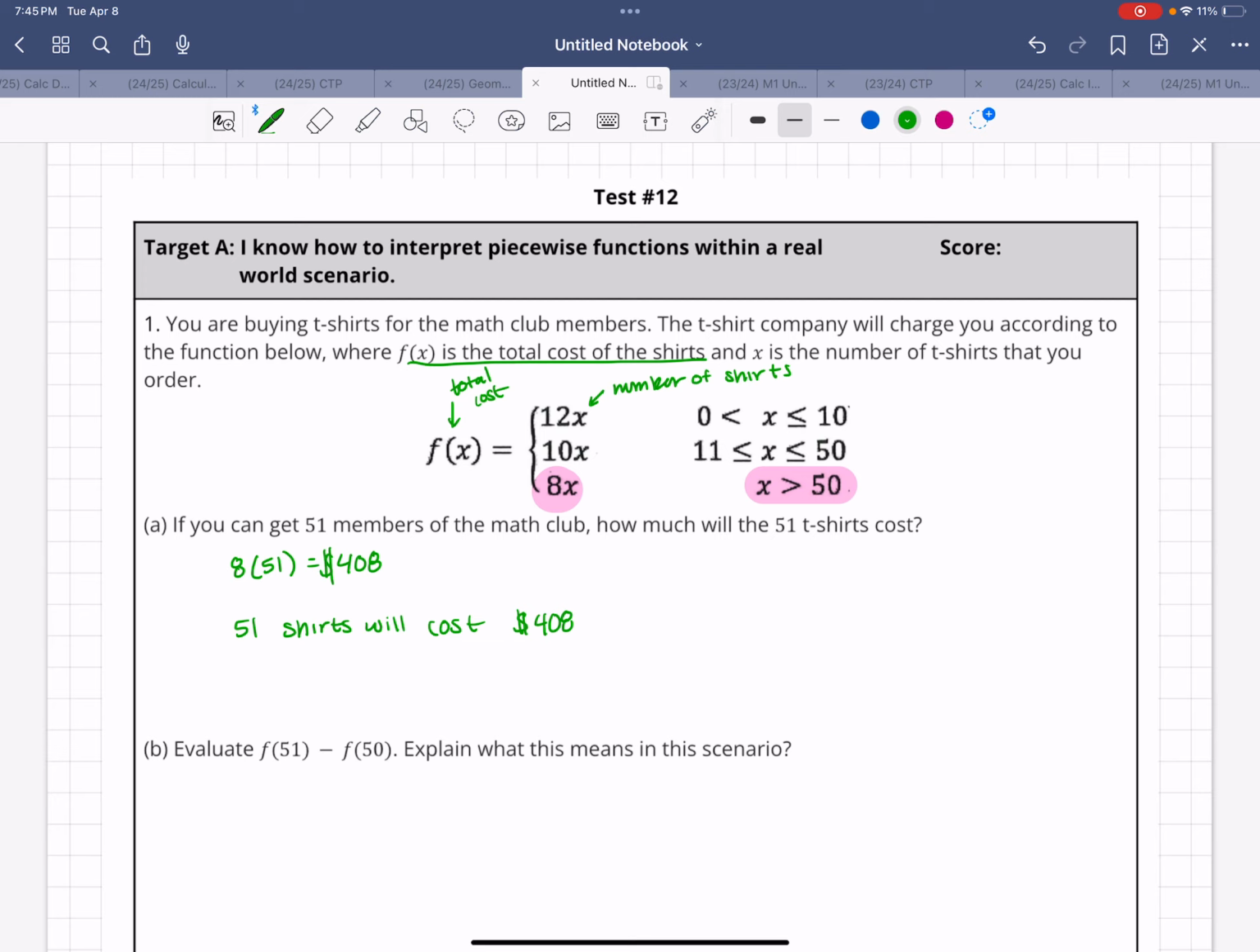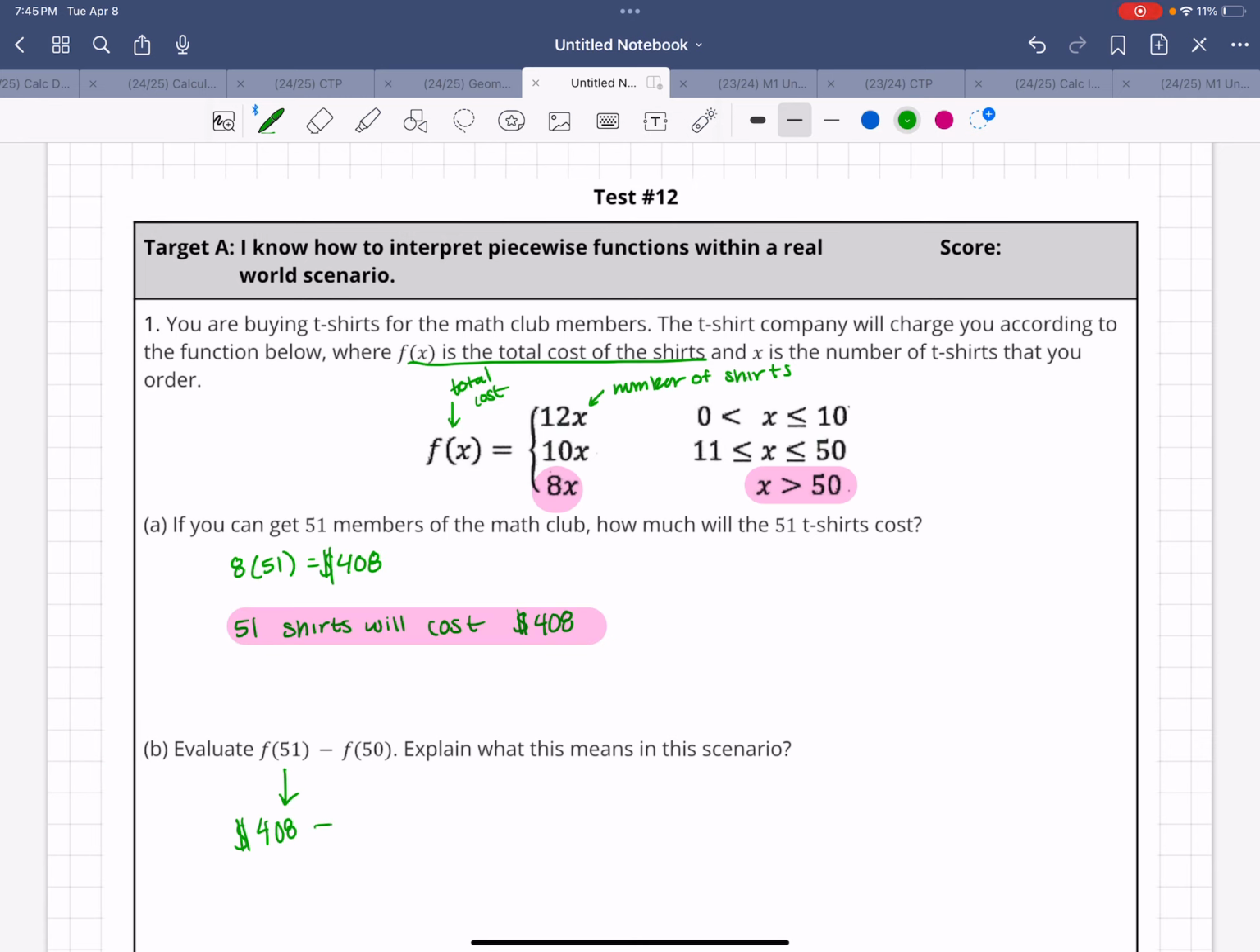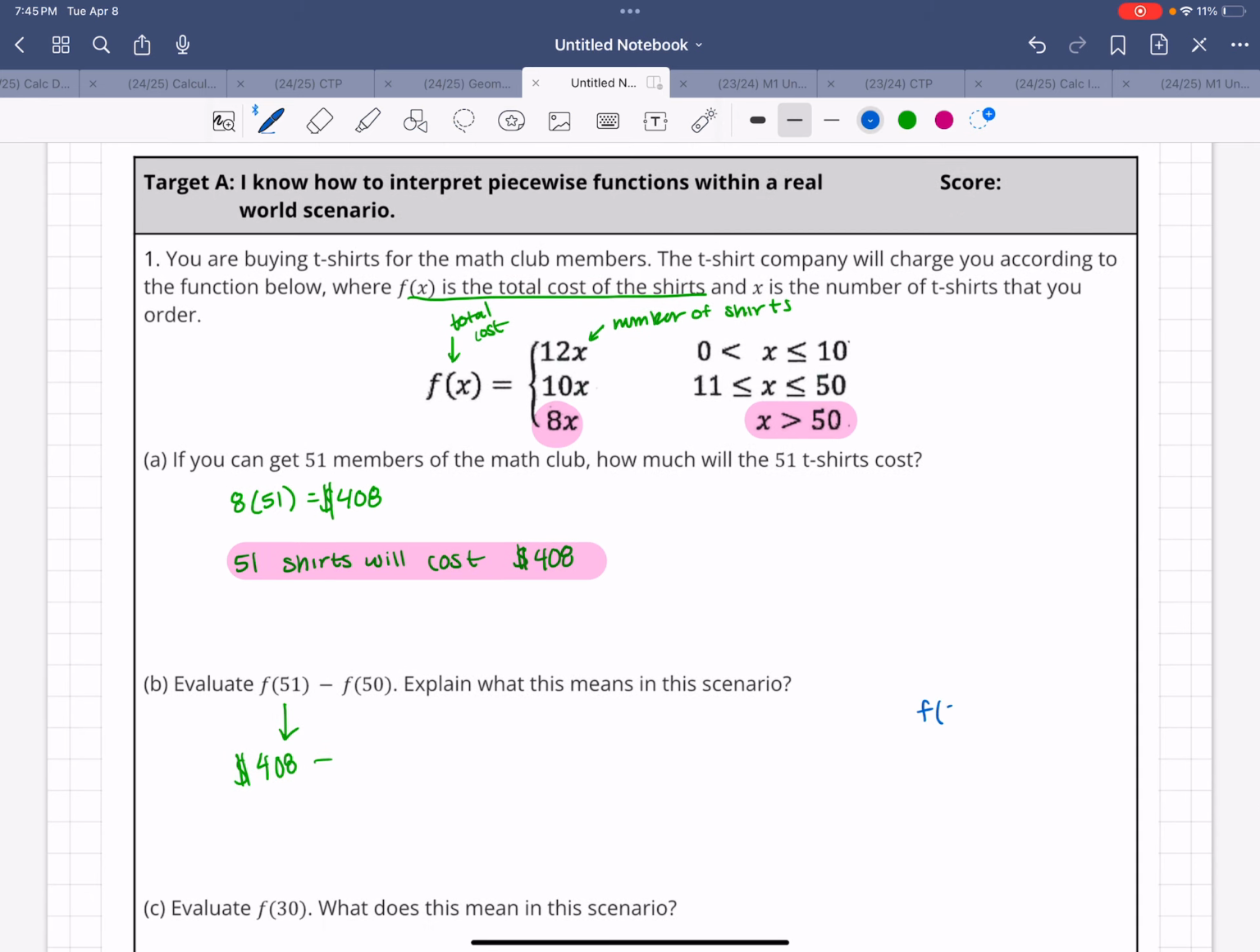Part B, evaluate f of 51 minus f of 50. Explain what this means in this scenario. So when you are 51, you are going to be using the inequality that we just found, right? 51 shirts cost $408, so we already have that answer. And then we're going to subtract that by f of 50. So f of 50, let's do that off here to the side. f of 50 is going to be when you're equal to 50.